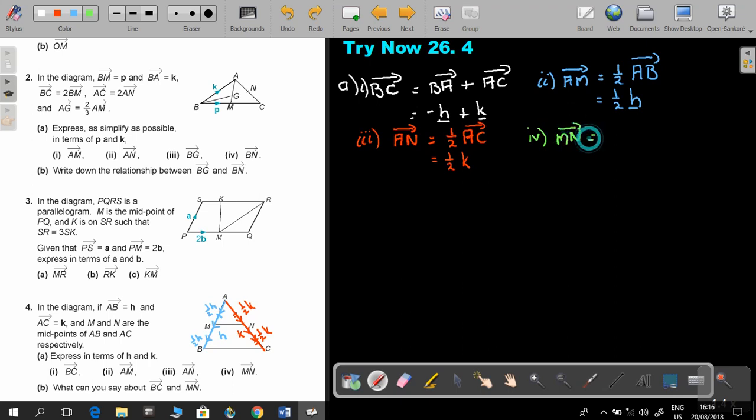MN. Now let's just find MN. You can go this way around, but it's too long. So let's rather go from M to A, and then from A to N. Okay, so basically MA is going to be its opposite direction, so negative a half H, do you agree? Plus, and this one is just a half K. And that will be that one.